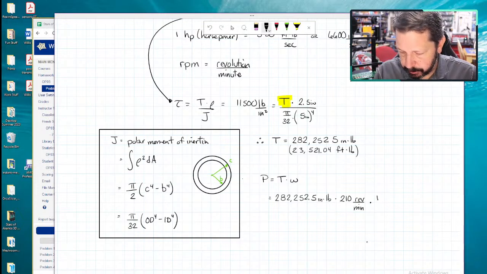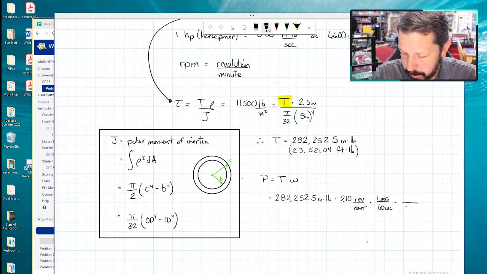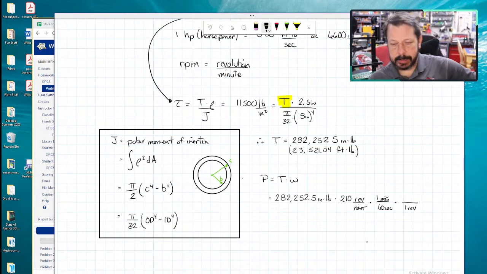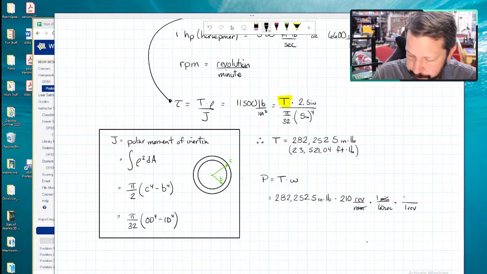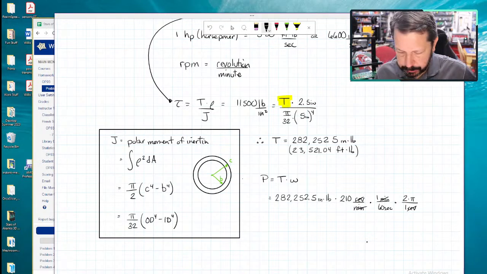1 minute is 60 seconds. So now I'm in inch-pound revolutions per second. I need to get the radians in there, so 1 revolution is 2 pi radians. That'll get me radians per second times inch-pound, so inch-pound per second, which is what I want. So let's see what that gives me: 282,252.5 times 210 divided by 60 times 2 times pi.